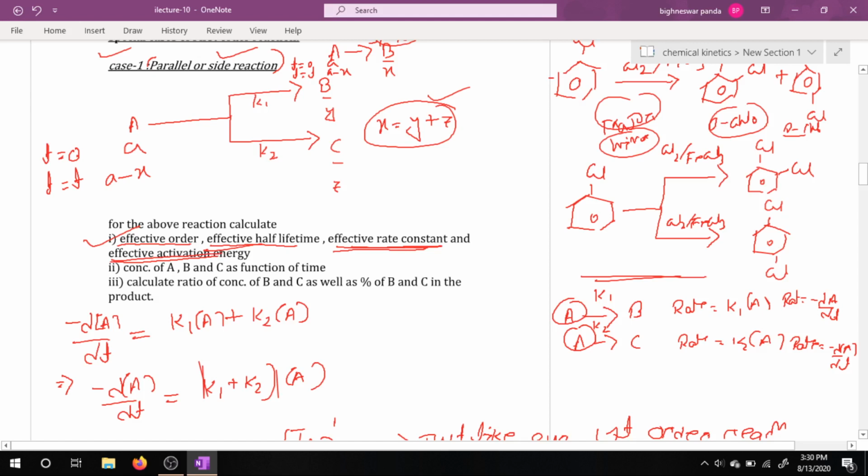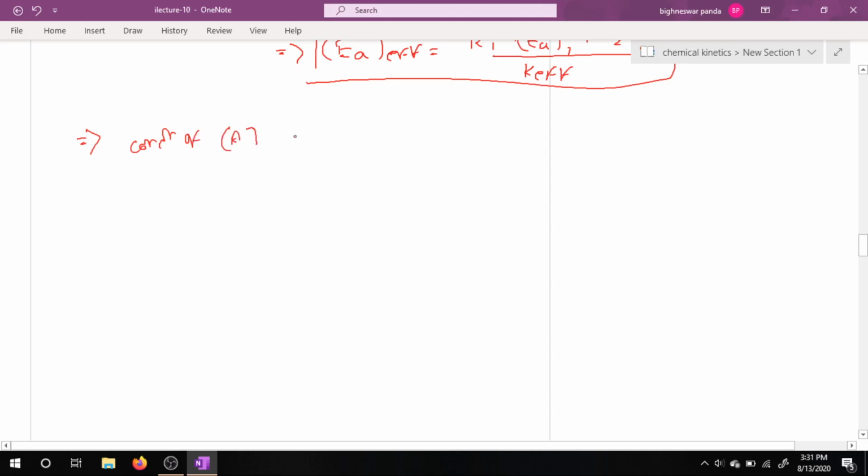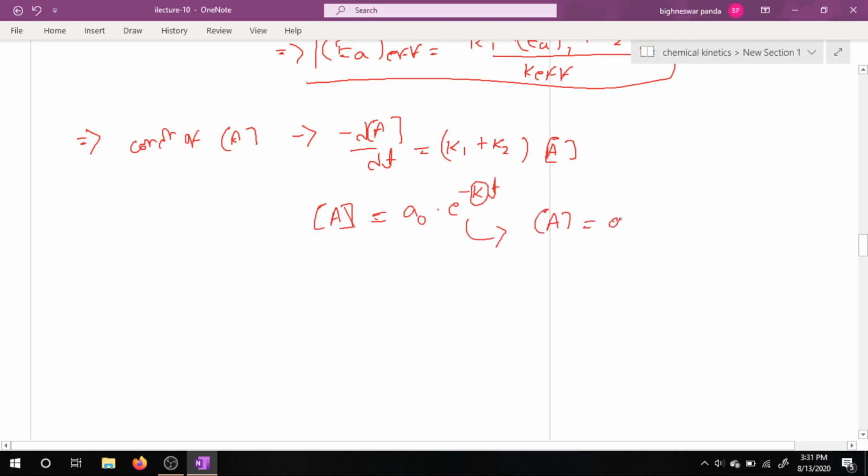So now we are going to calculate the change in concentration of A, B and C. Change in concentration of A: minus dA by dt equal to k1 plus k2 times A, and we have already calculated the change in concentration of A after time t for the parallel reaction, A equals A naught e to the power minus k1 plus k2 into t.